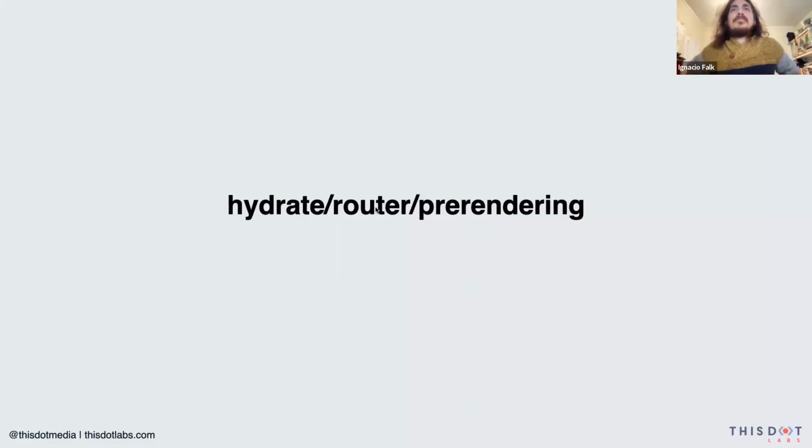Hydrate, router, and pre-rendering. These three constants can be exported from the module of each page. Basically they change the behavior of a specific page. It's not like you do server-side rendering for everything, or all the pages behave the same, or you pre-render all the pages. By default, hydrate and router are true, and pre-rendering is false.